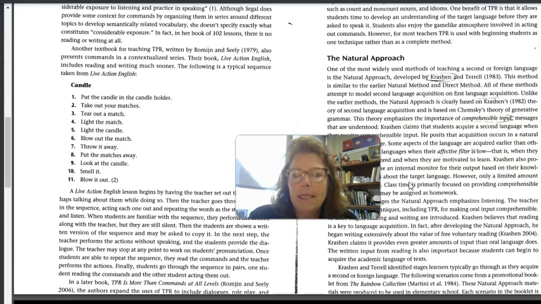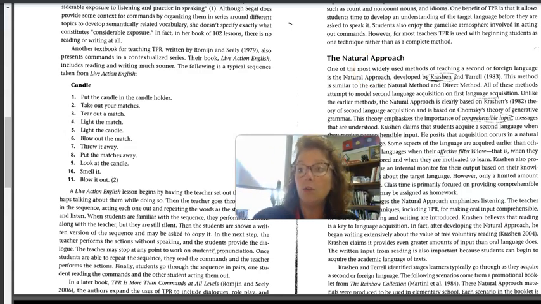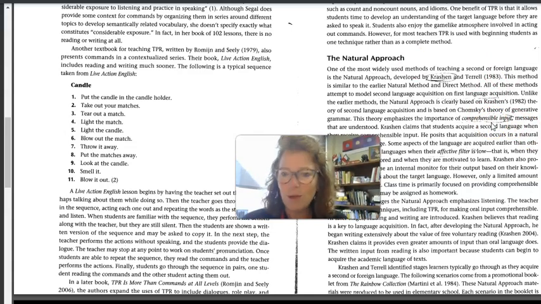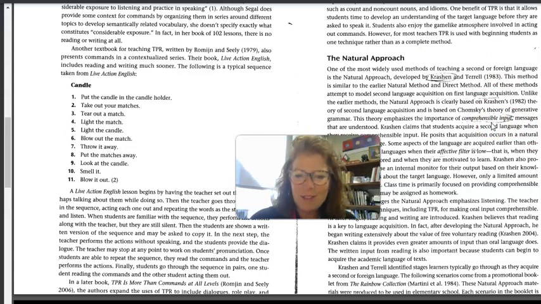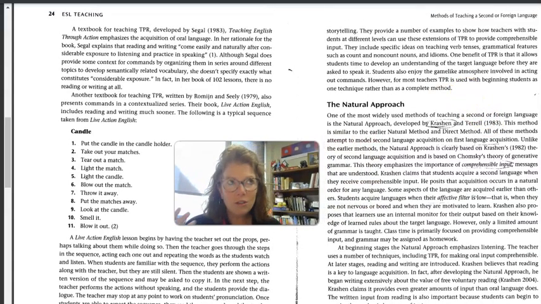Let's see. Natural approach. This is Krashen. You will need to know Krashen, so you need to read this. Krashen is a huge theorist, and he really talks about the idea of comprehensible input. So you need to read this as well. And I have a little PowerPoint that I'll post. And this is the idea that language learning needs to be meaningful. If the students don't understand what you're giving them, if it's not comprehensible, that comprehensible input, if it's not meaningful, they are not going to learn. So we need to have comprehensible input.